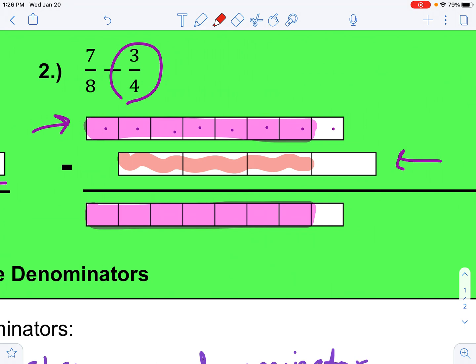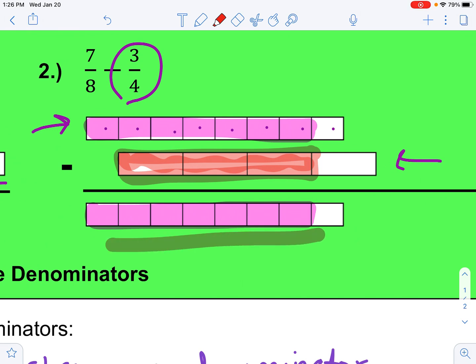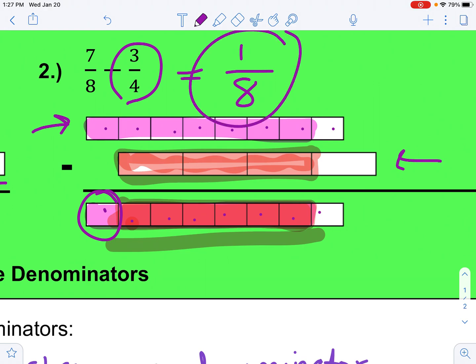Okay, we need to subtract this amount from our answer. So if you notice, it lines up so perfectly. We're subtracting all of this from our 7/8. So when we subtract it, what are we left with then? Right, we only have one piece left, so we're left with 1/8 because our bottom fraction strip is split into eighths. And that's our answer.